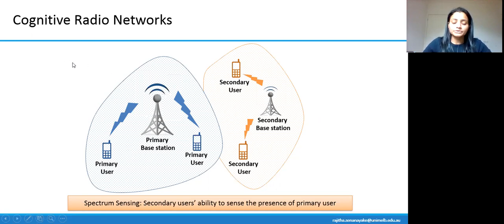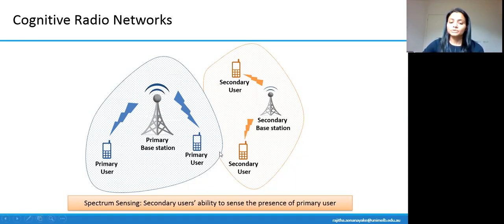And cognitive radio is a technology that we can use to allow someone else to use the spectrum when the licensed users are not using it. Basically we have these primary users in the network, and they're licensed to use the spectrum. And we also have these secondary users, and they're unlicensed, but they are allowed to use the spectrum when the primary licensed users are not using it. So this is a method that allows primary and secondary users to coexist and share the spectrum. And that way we can increase the spectrum utilization.